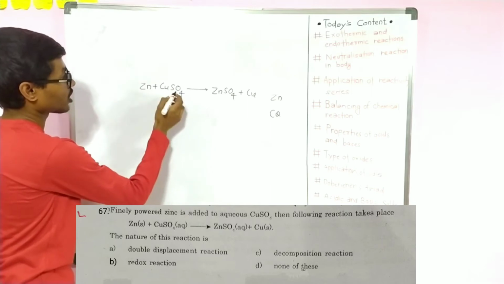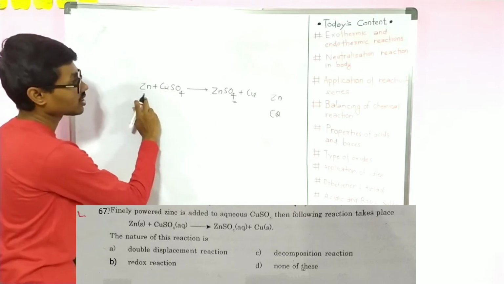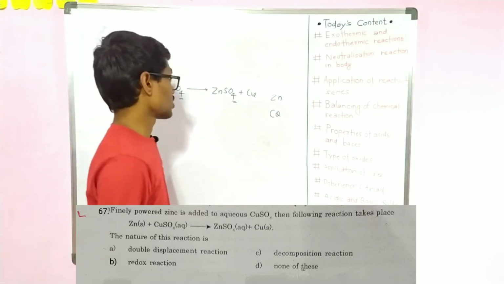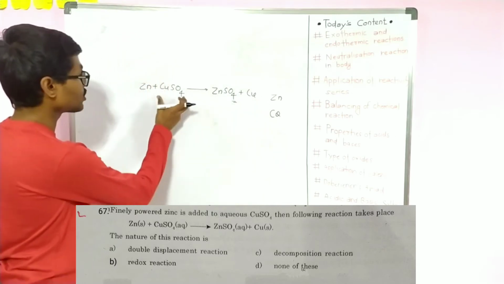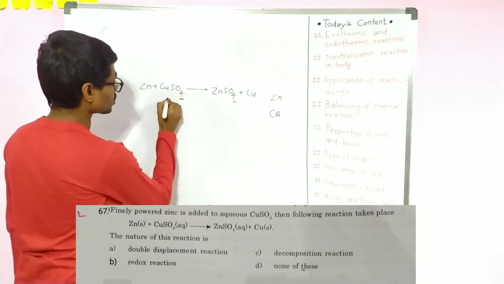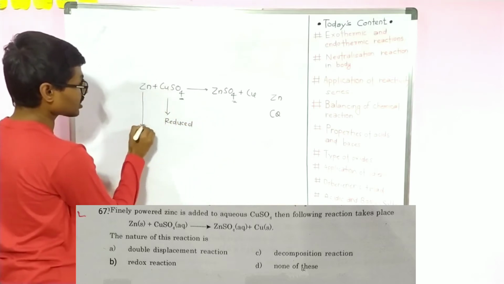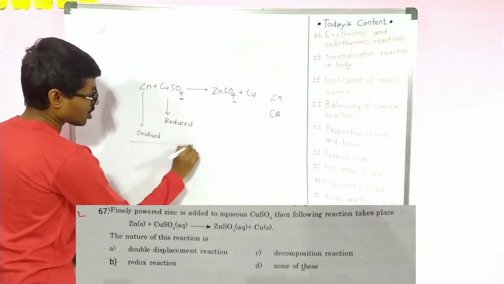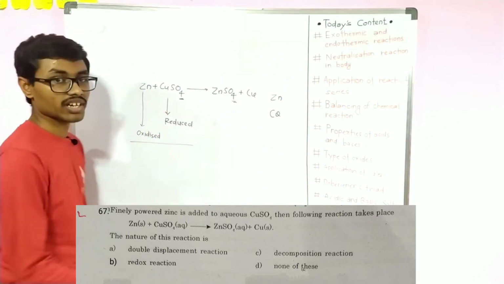and copper is reduced. We can remember that oxygen is added to the zinc, and from CuSO4 oxygen is lost. Generally we can say that oxidation is gain of oxygen and reduction is loss of oxygen. From this concept, CuSO4 has lost oxygen, so it is reduced, and zinc has gained oxygen, so it is oxidized. Now this compound has reduced and this compound has oxidized, so overall a redox reaction is happening.